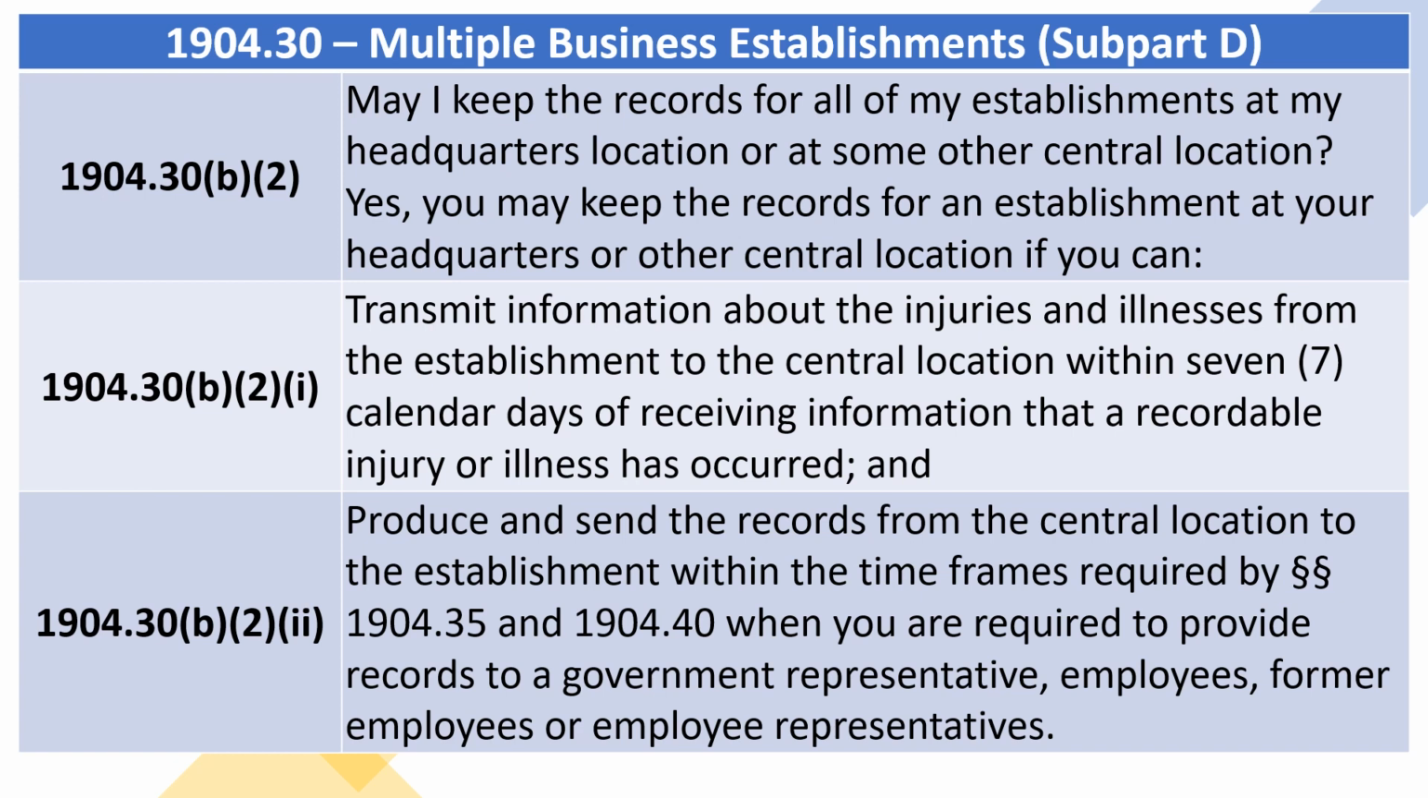1904.30b2i and b2ii, transmit information about the injuries and illnesses from the establishment to the central location within 7 calendar days of receiving information that a recordable injury or illness has occurred, and produce and send the records from the central location to the establishment within the timeframes required by sections 1904.35 and 1904.40 when you are required to provide records to a government representative, employees, former employees or employee representatives.